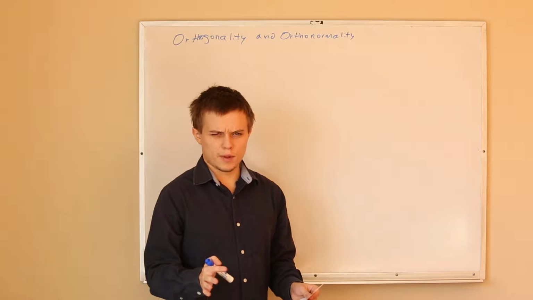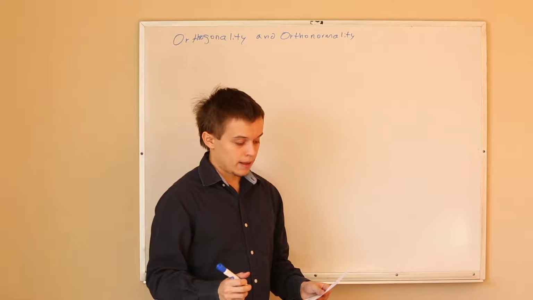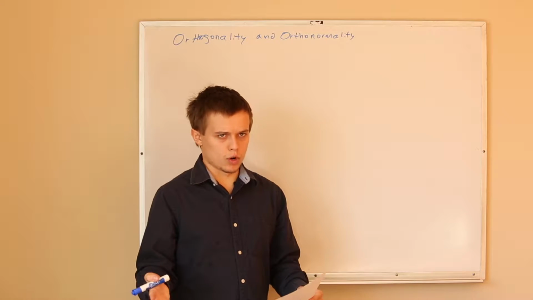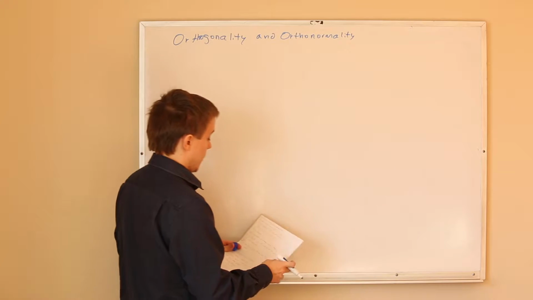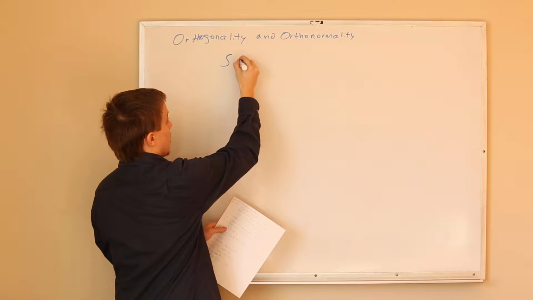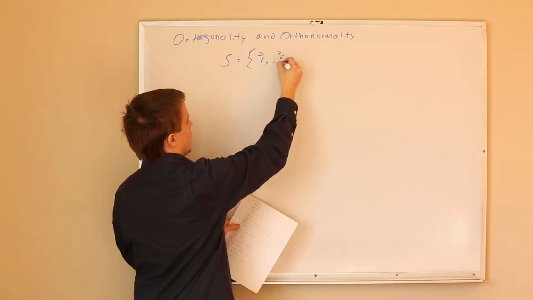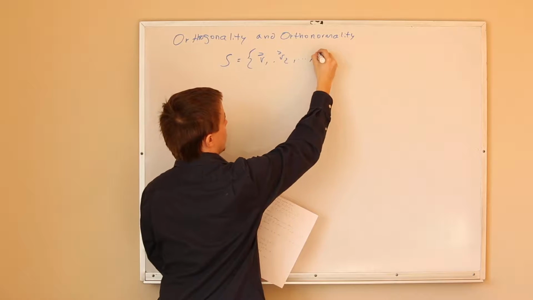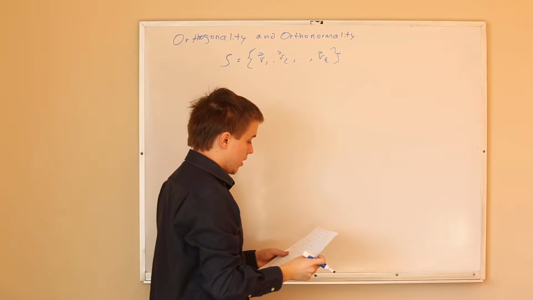Alright, so we're going to talk a little bit about orthogonality and orthonormality. Now before we delve into the definition of the actual words, let's get ourselves some tools to work with. So let's define a set of vectors. Let's call this set of vectors S. And let's put in some nice pretty vectors in here. So V1, V2, and let's go all the way up to Vk, where k is some arbitrary number.